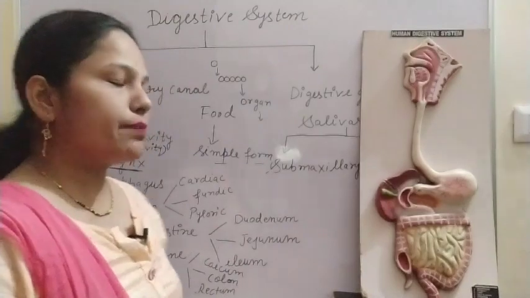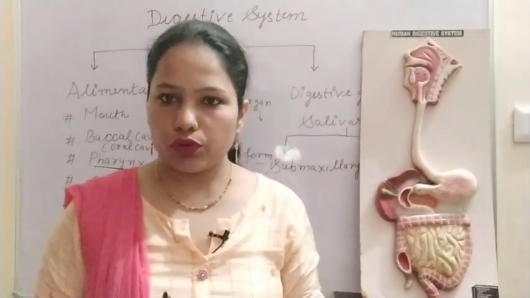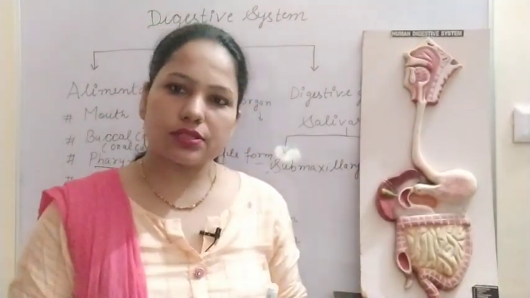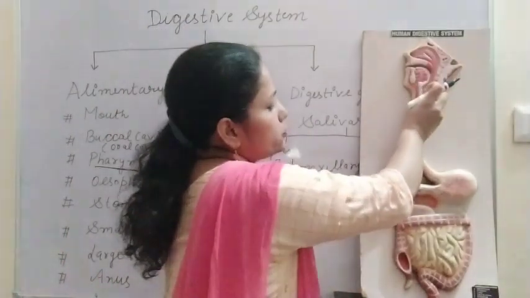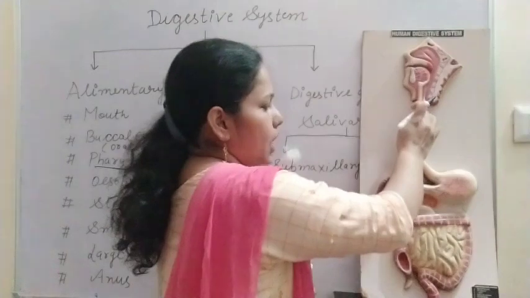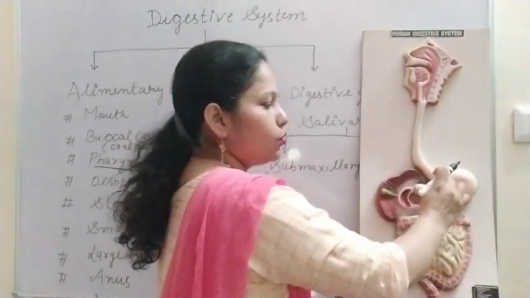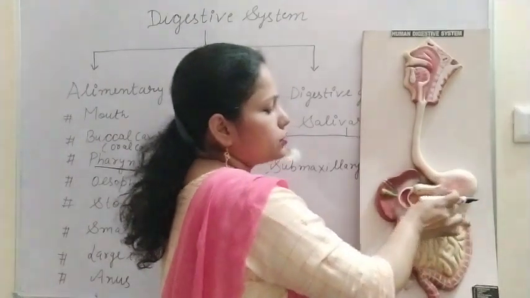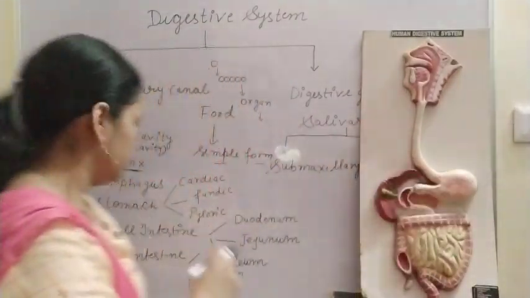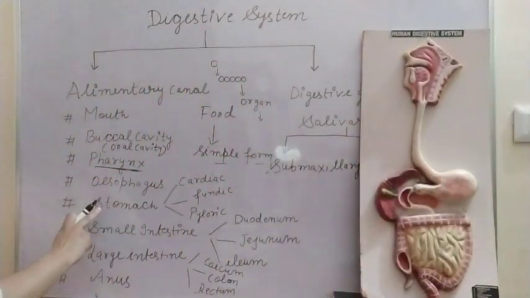In the food pipe there is no digestion of the food. The food is transported from this pharynx to the stomach. Now this food pipe opens into a J-shaped structure, and that structure is known as the stomach. So next part, that is the stomach.